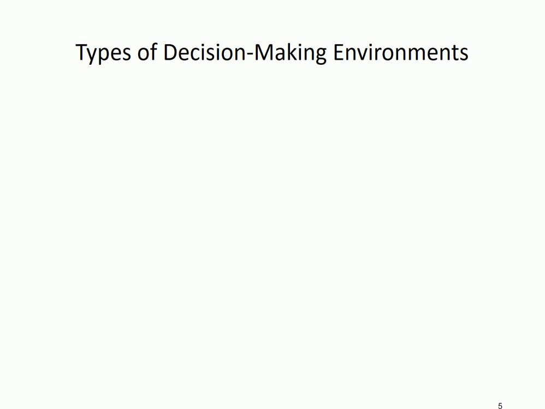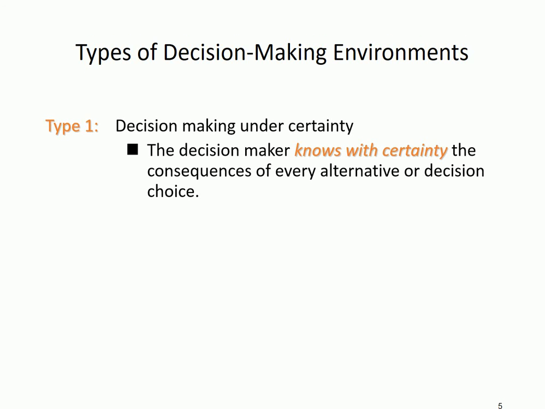So the key feature for decision analysis is the existence of uncertainty. So I want to talk about the types of decision-making environment we have. That will give you a roadmap on what we're going to talk about in this module. Well, the first type is where you make decisions under certainty, which means that the decision maker knows with certainty the consequences of every alternative or decision choice. This is not an interesting one. You know what's going to happen, so you know what is the best thing to do. That's not what we're going to talk about.